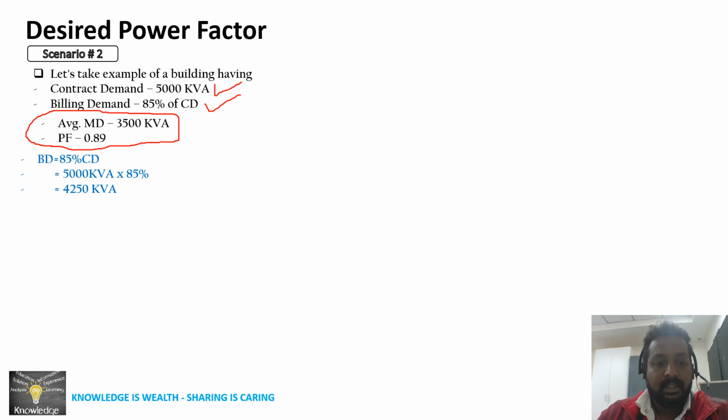So let's start the calculation. Again, we simply need to calculate the billing demand. Billing demand is 85% of CD, so 5000 kVA into 85% is 4250 kVA, which is our billing demand.